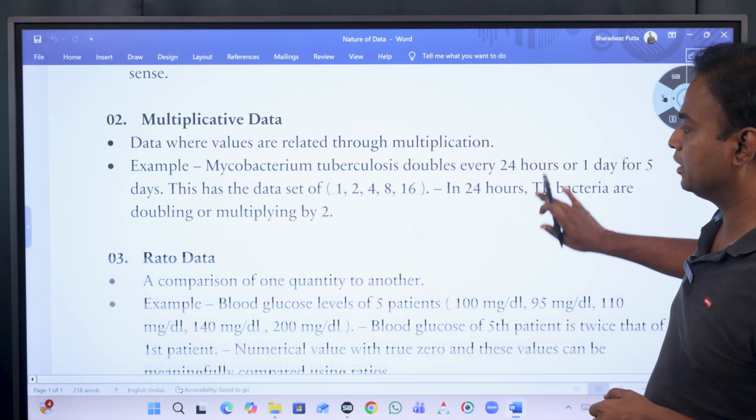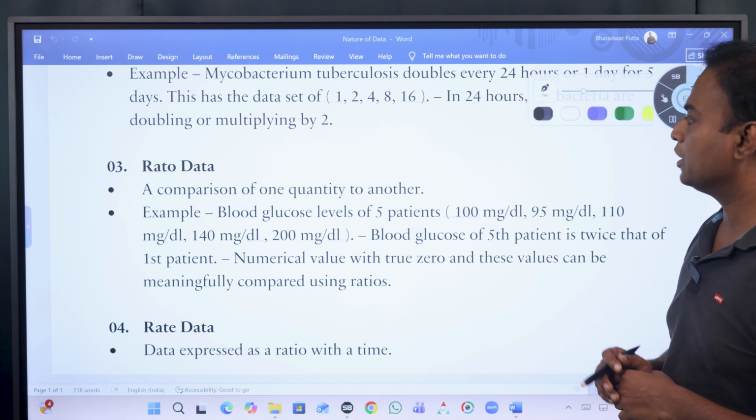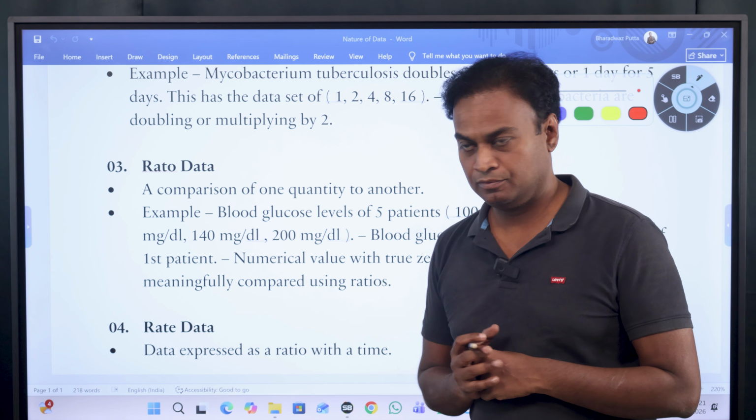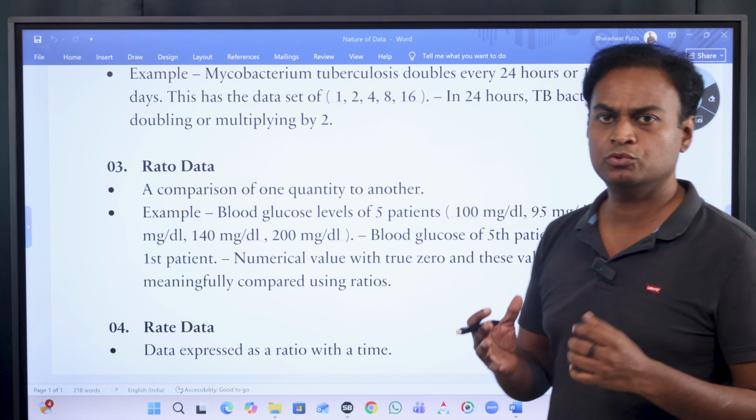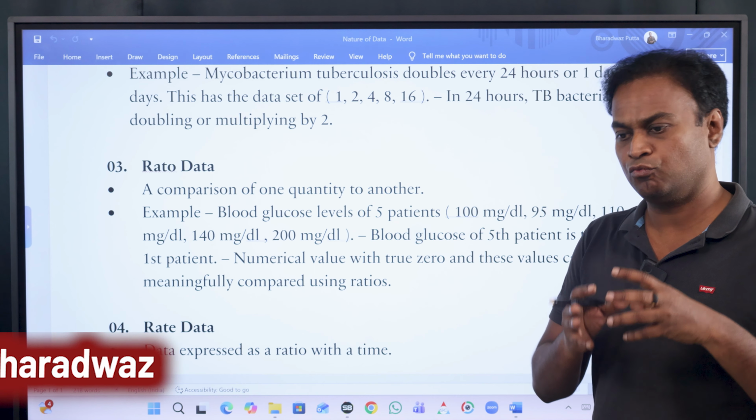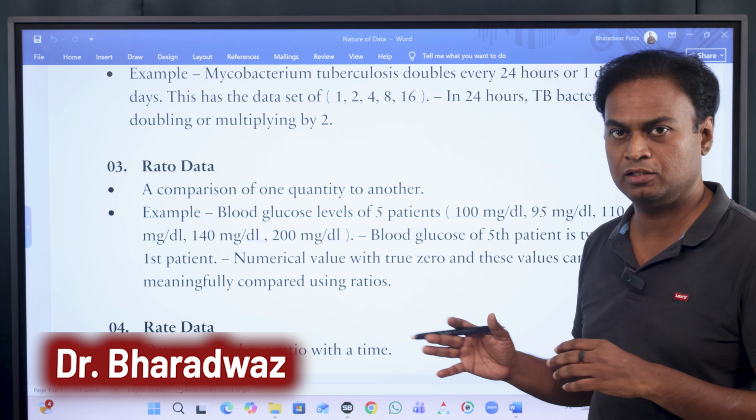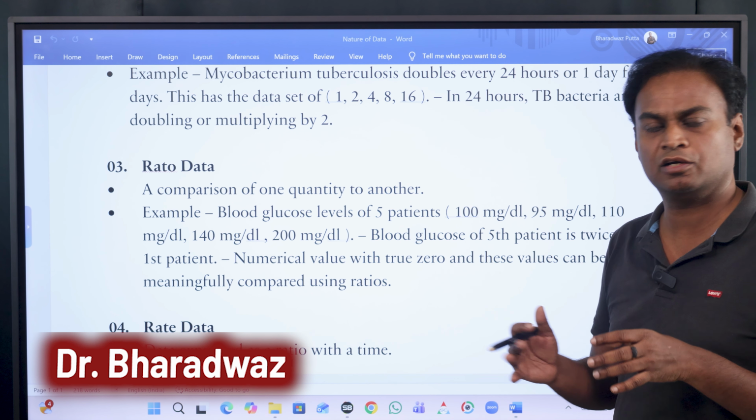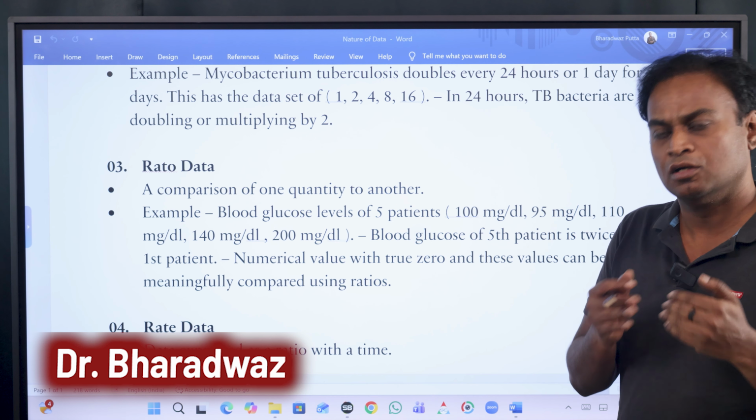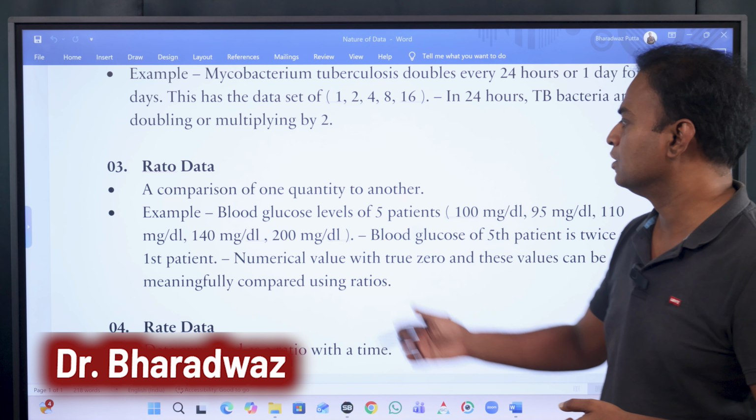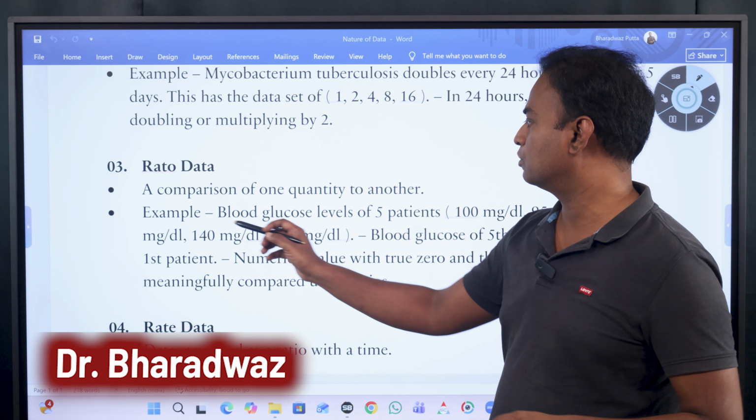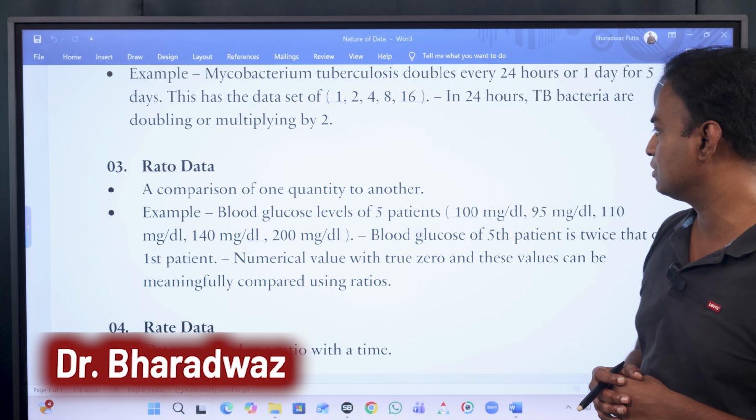Next we go to another data, that is ratio data. Ratio data is very simple. In ratio data you have ratios, and you can compare one value with another value. Maybe the first value is twice the second value, or the second value is half the first value. You can say it this way. The best example is blood glucose. You take the blood glucose levels of 5 patients.